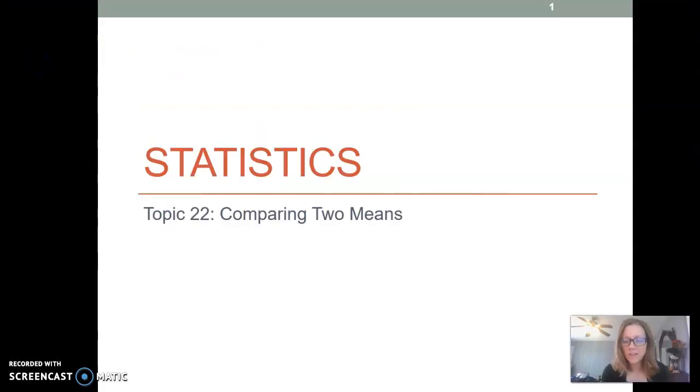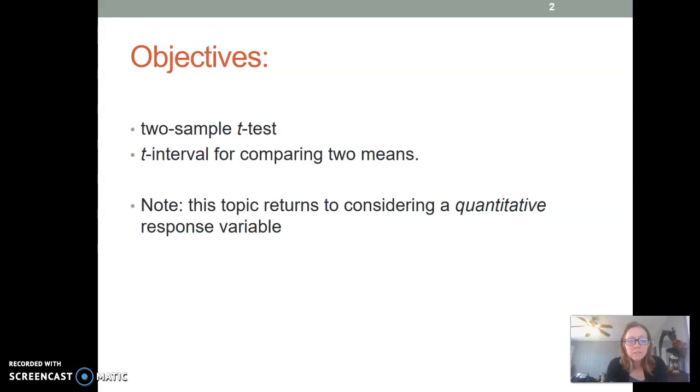All right, in this section, we are comparing two means. So this is topic 22. Our objectives are to look at the techniques for a two-sample t-test. So, of course, when we have a quantitative variable, we do a t-test, not a z-test. And then we'll also do confidence intervals. They're t-intervals for comparing two means.